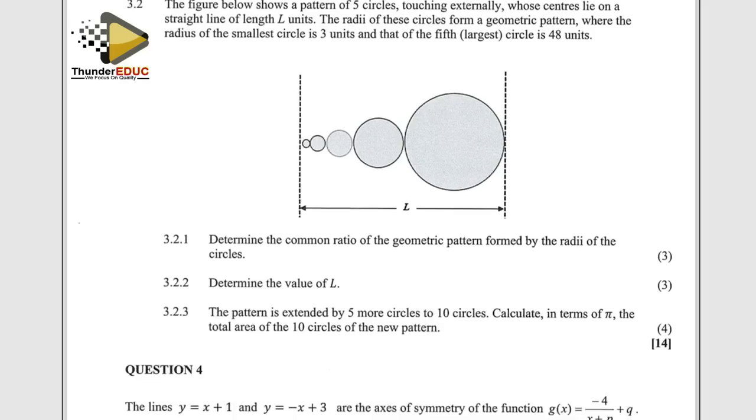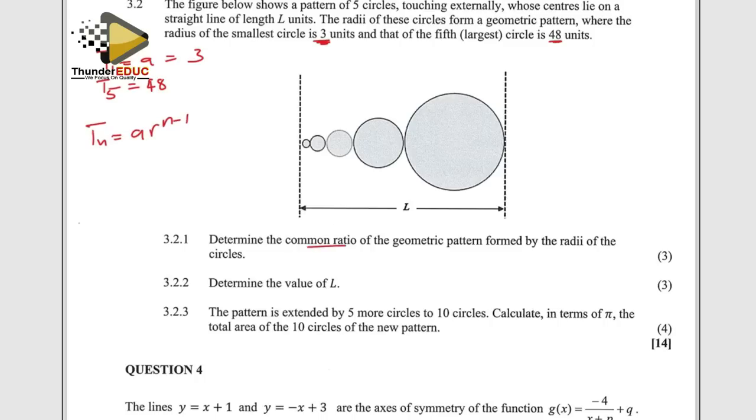Okay, then 3.2. The figure below shows a pattern of 5 circles touching externally whose centers lie in the same straight line with a length L. The radii of the circles form a geometric sequence. The smallest circle is 3 units and the largest is 48, so my T1, which is a, is 3, and my T5 is going to be 48. They told me it forms a geometric sequence, so the general term is ar^(n-1).